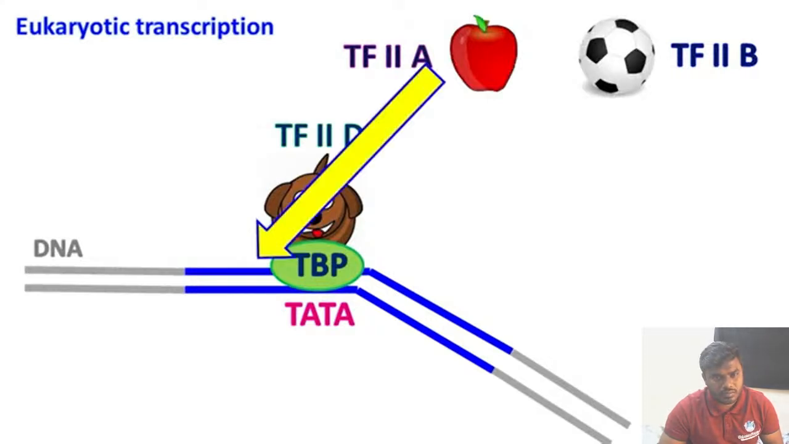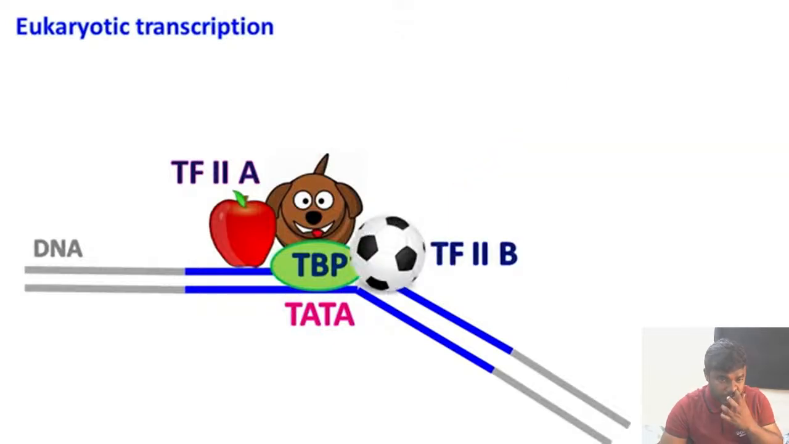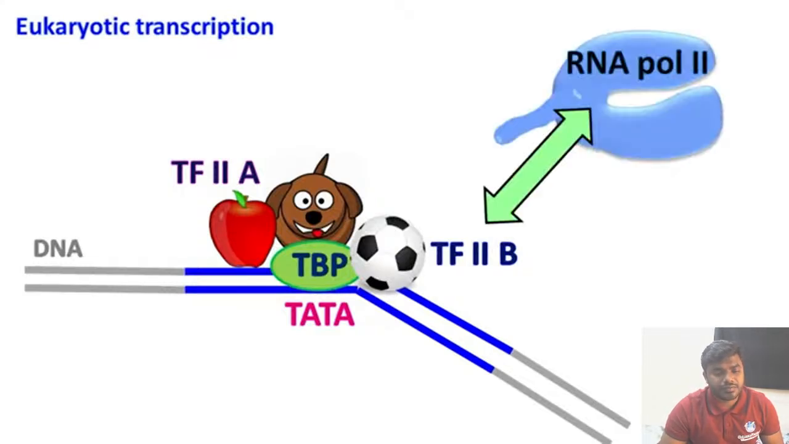TF2A helps in stabilizing the binding of TF2D with the promoter. TF2B interacts with TBP and the promoter region downstream to the TATA sequence. TF2B helps in the recruitment of RNA polymerase II on the promoter.